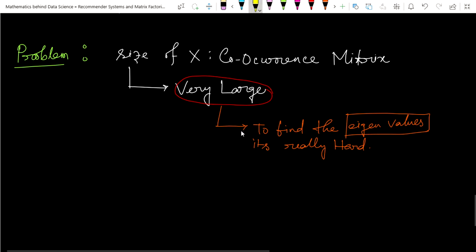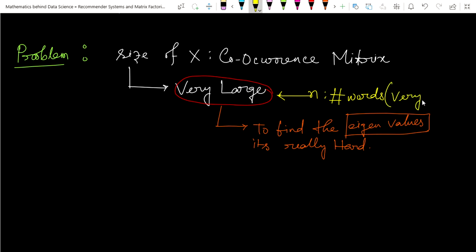In our data set, large means n is very, very large, because n is really the number of words. Only because of this problem we have to face this difficulty.